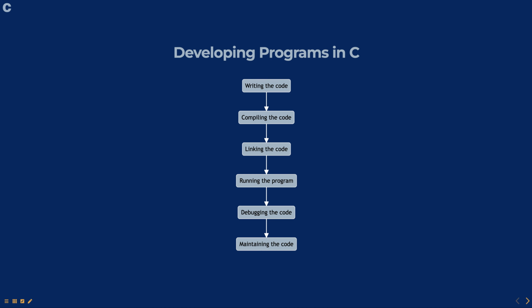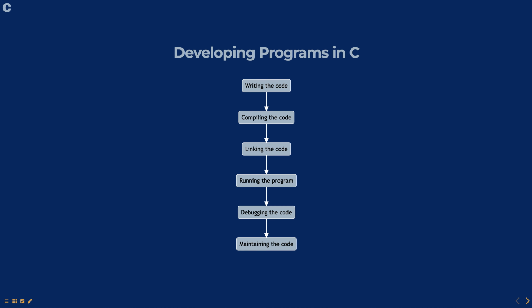Linking the code. In C, a program is usually made up of multiple source files that are linked together to create a single executable. Linking is the process of combining all the object files into a single executable file. This is done using a linker, which is a program that links the object files together.